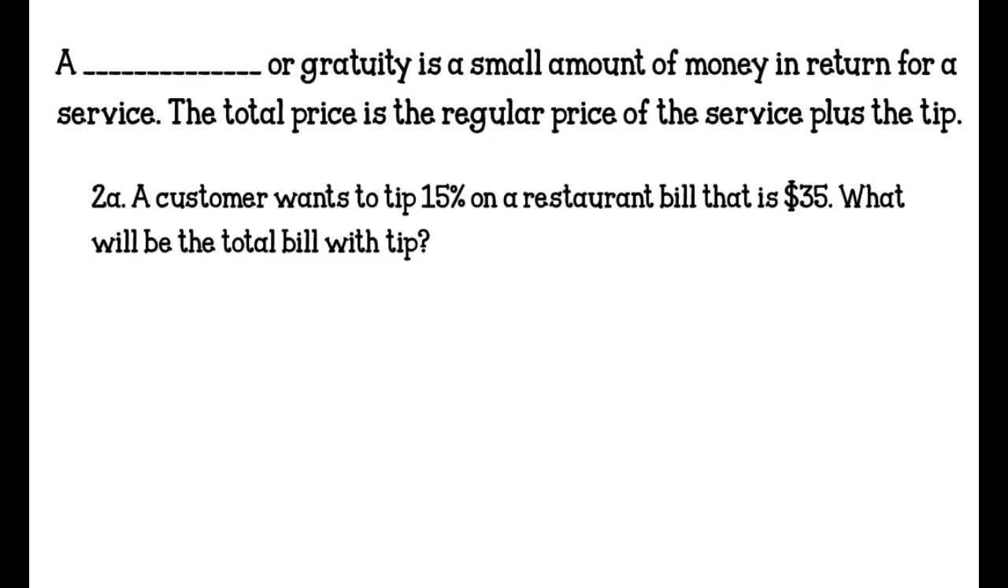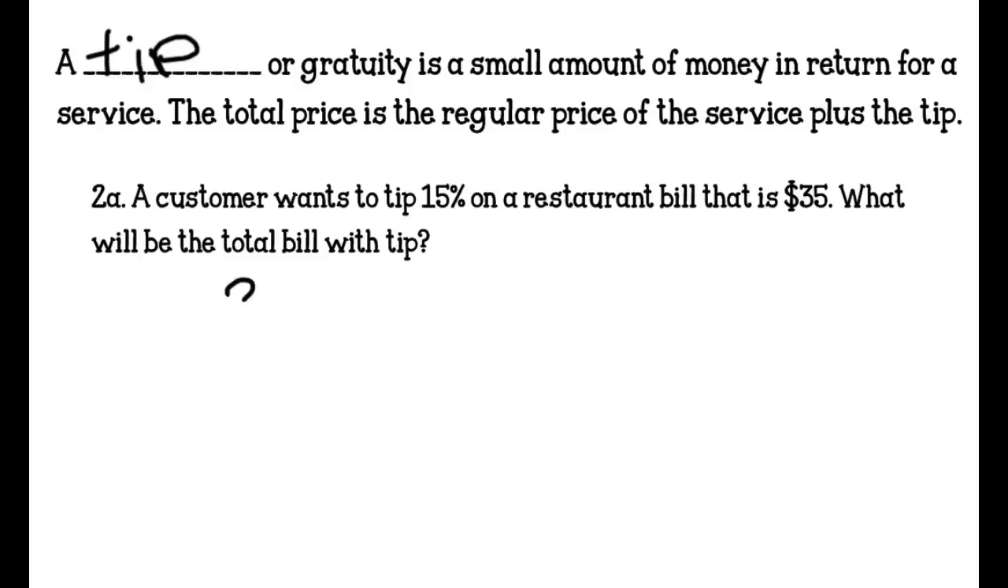Okay, a tip or gratuity, which we find the exact same way as tax. A tip or gratuity is a small amount of money in return for a service. The total price is the regular price of the service plus the tip. So a customer wants to tip 15% on a restaurant bill that is $35. What will be the total bill with tip?